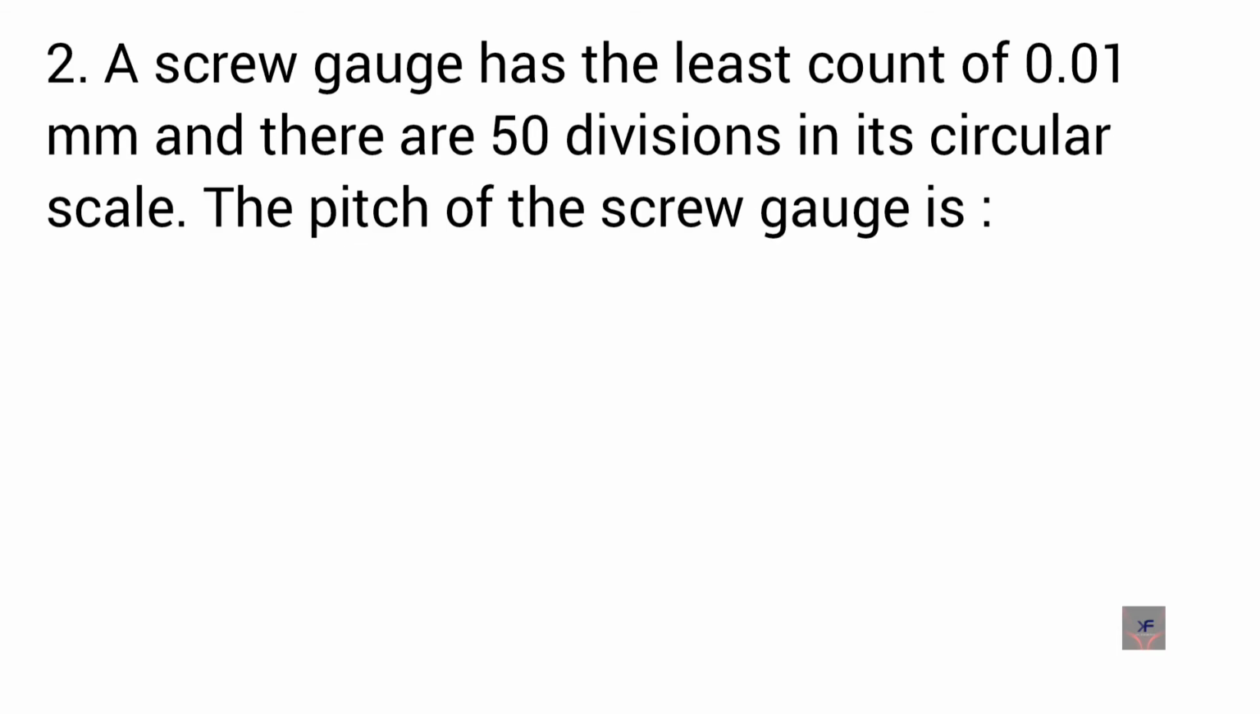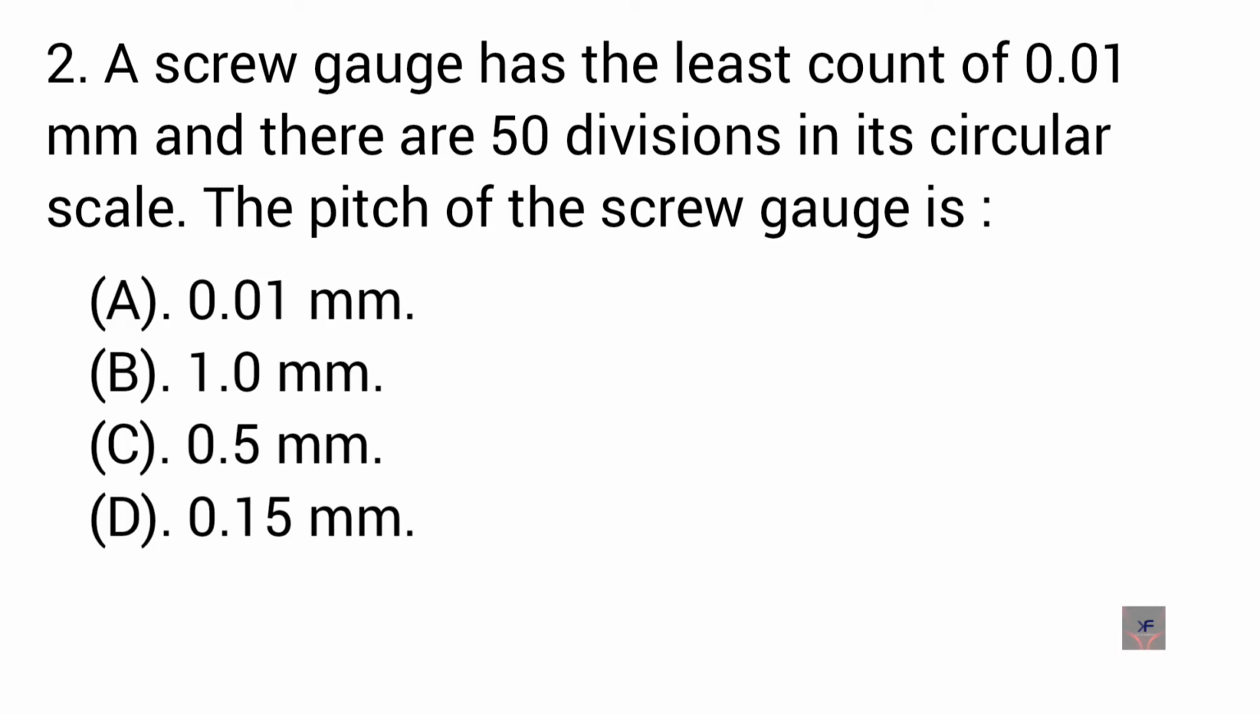Let's move on to the second question. A screw gauge has the least count of 0.01 mm and there are 50 divisions in its circular scale. The pitch of the screw gauge is A. 0.01 mm, B. 1.0 mm, C. 0.5 mm, D. 0.15 mm. What's the correct answer?